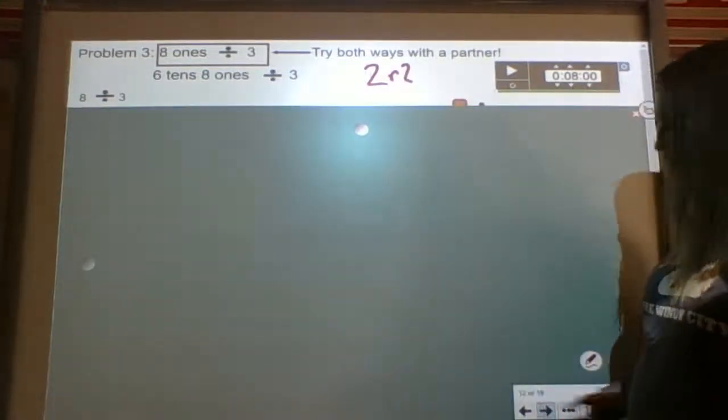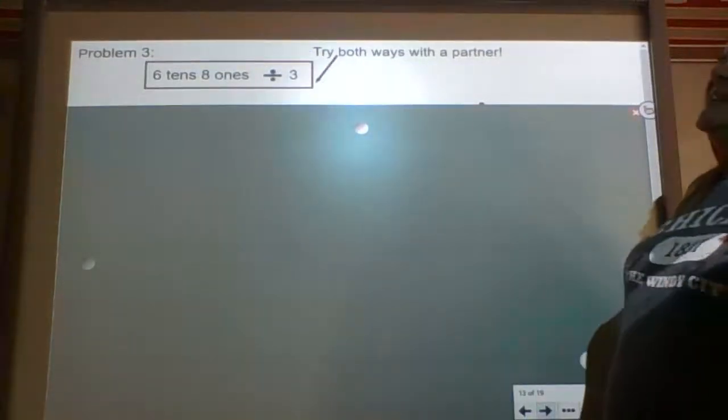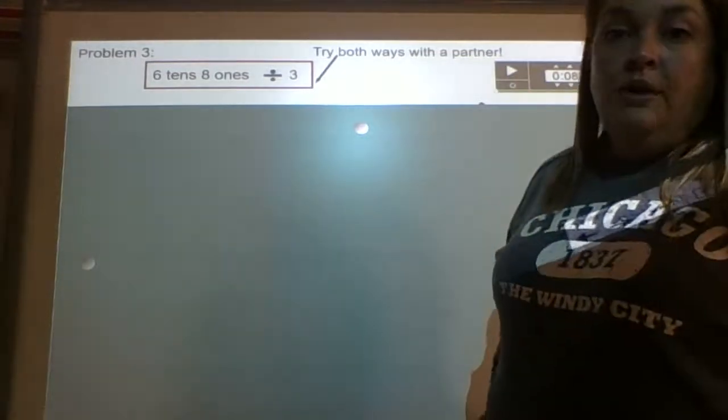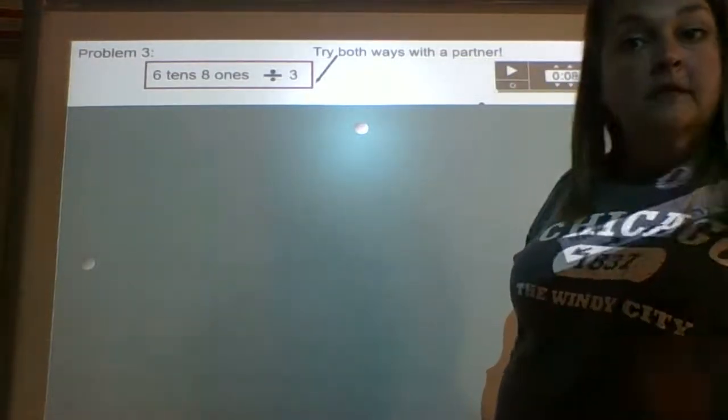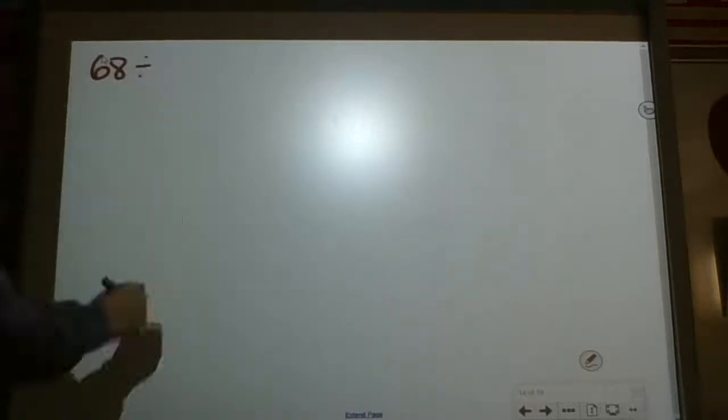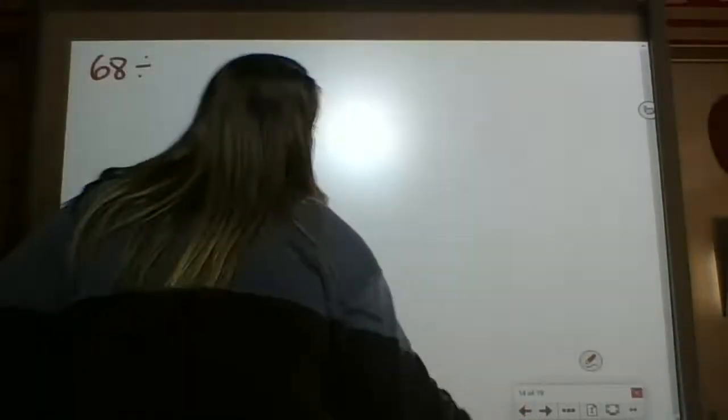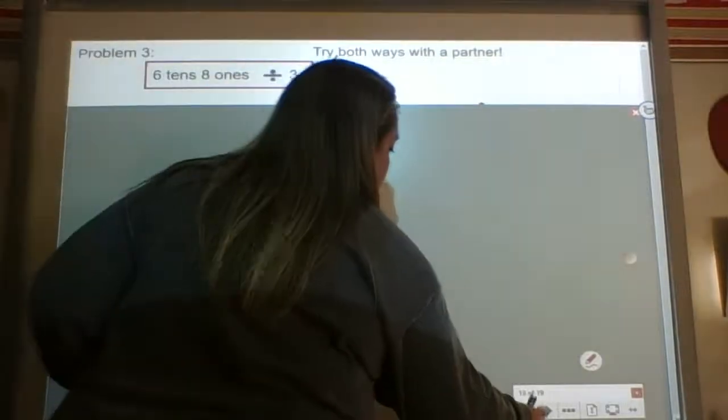All right, let's do a little more challenging one. 6 tens and 8 ones. What number is 6 tens and 8 ones? 68, right? Let's try that out. Let's do some apartment building. So I'm going to write up here in my corner, 68 divided by, it was 3, right? Let's check. Yep, it was 3.